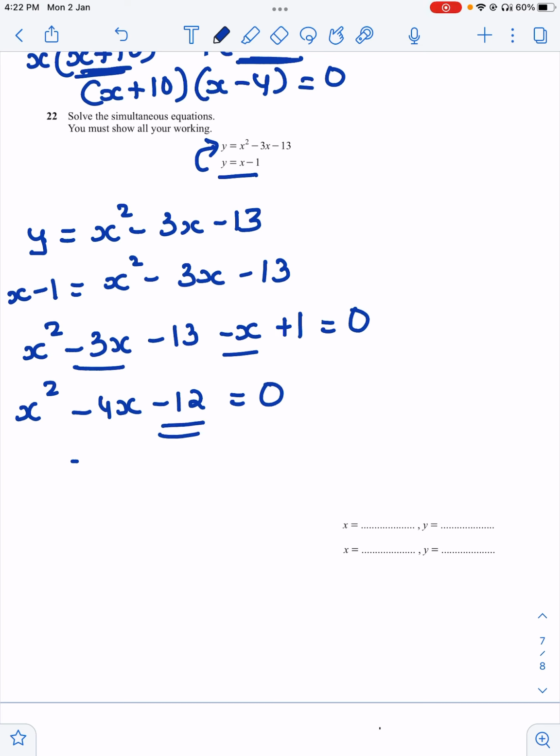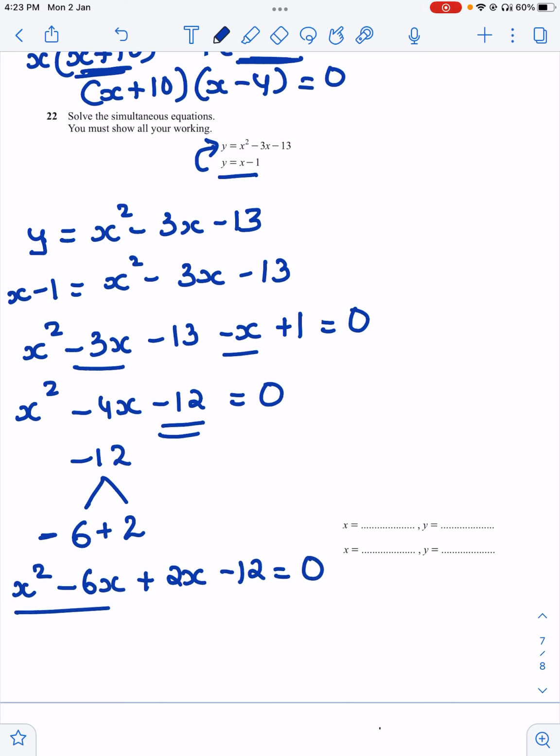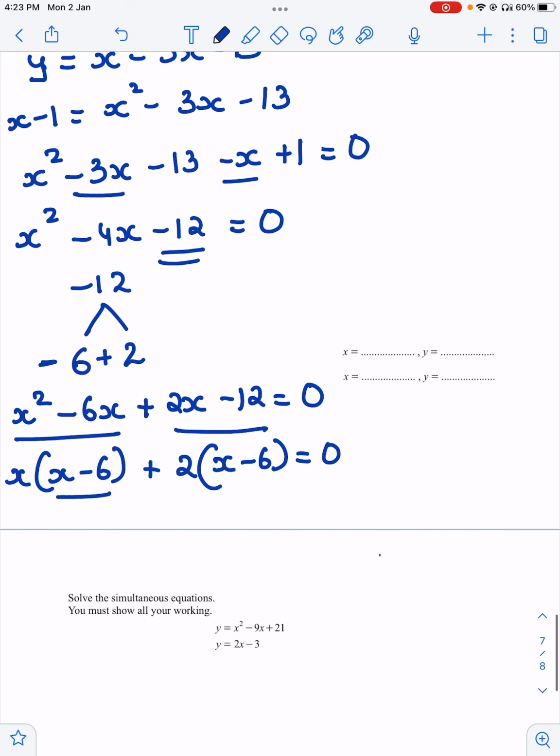Take the last term. Last term is minus 12. Split it, 6 and 2. First sign will always come for the bigger number. What do I do to minus 6 to get minus 4? Plus 2. So I get x square minus 6x plus 2x minus 12 is equal to 0. Find the factors. x minus 6. Remember, the second bracket should also be same as x minus 6. 2 common. x minus 6. I am on the right path.